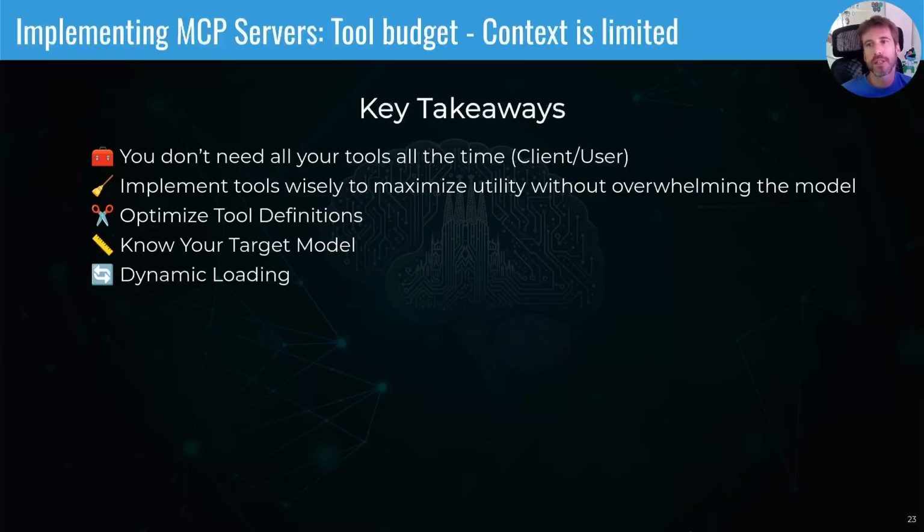You should also know the target model that your MCP server or your users are going to typically use. So if you know that your MCP server will always be used by large models, it makes sense that you implement more complex tools. If you know that your MCP server will only be used by smaller models, it makes no sense to expose super complex tools that the smaller model won't have an idea of how to use.